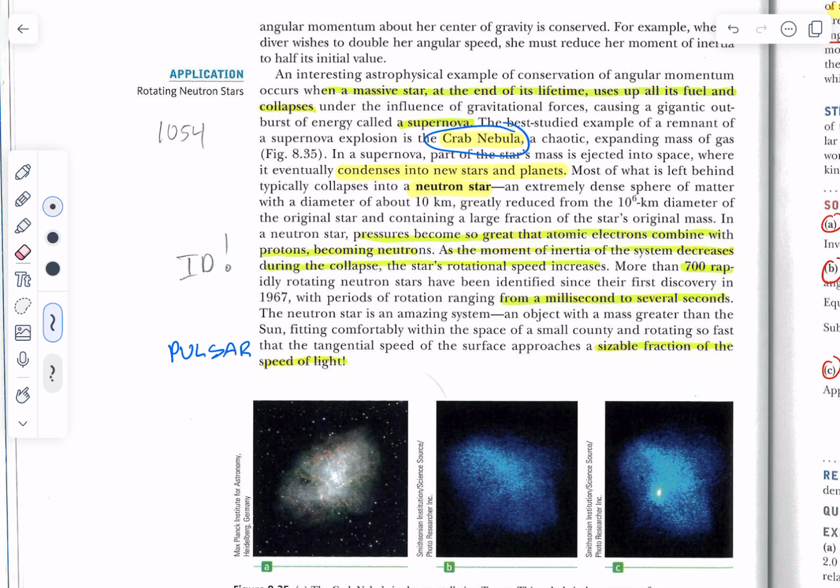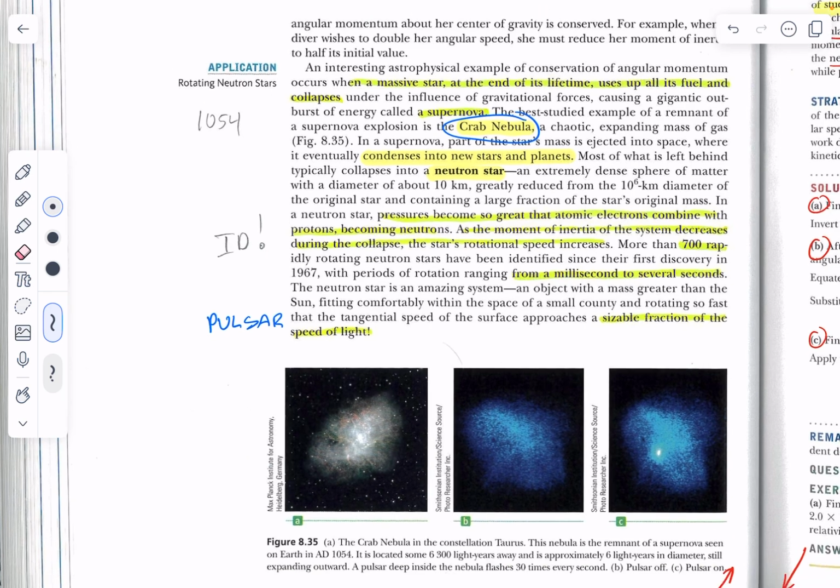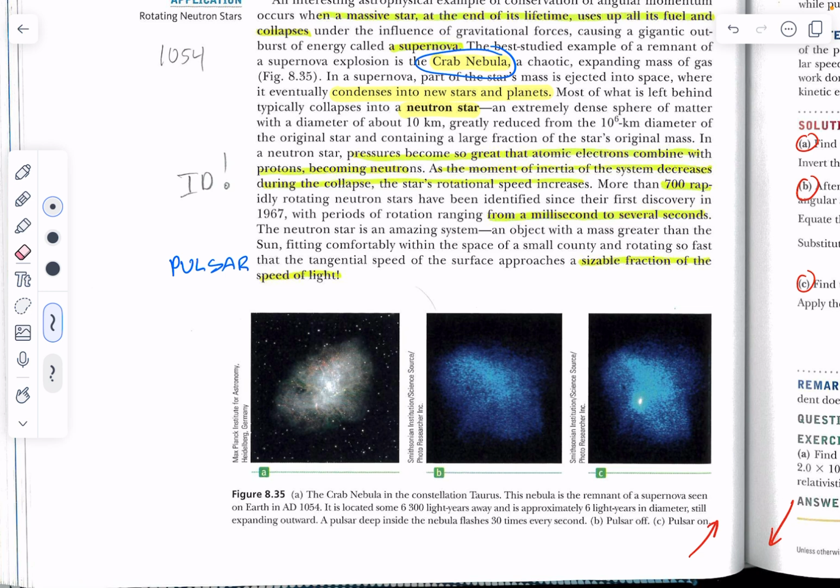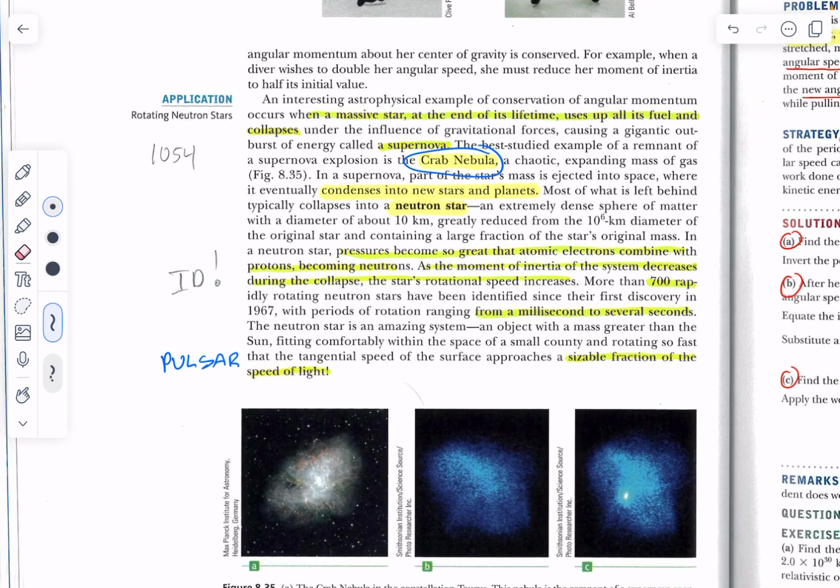And first observed by the Chinese a long time ago in the year 1054. It was called a nova. Nova means new. And all of a sudden there was this new star up in the skies that got very, very bright, and then it faded away. And it turned out to be a star that reached the end of its lifetime.